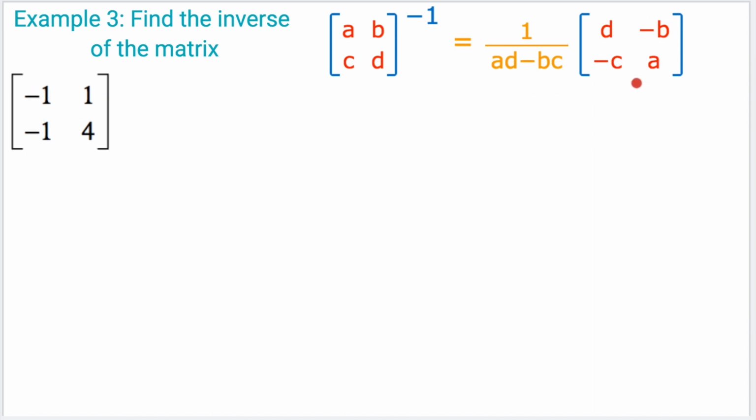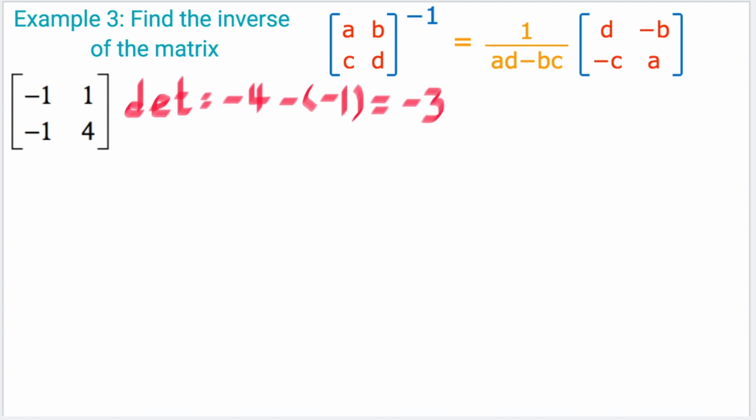This example, we have -1, 1, -1, 4. We're going to go through this step here again. Find the determinant, change it into a fraction, and then the original matrix, switch A and D, and then C and B stay in the same position, but you make them negative. So determinant is the first thing. Multiply -1 times 4 is -4 minus -1 times 1 is -1. When you subtract those values, you get -3.